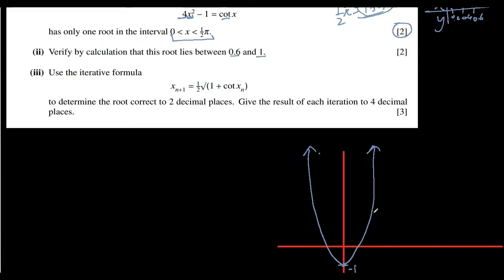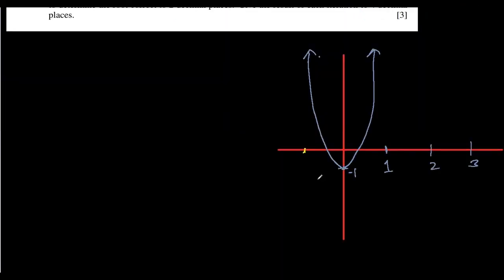They want an answer between 0.6 and 1, so let me write 1 here, somewhere here, then 2 and then 3. Now we have to focus on cot x. The cot x parent function looks like this. It's always a decreasing graph and it does not pass through 0, 0. So it will be something like this. The y-axis is an asymptote, and pi by 2 will be somewhere here. Pi by 2 is 1.57, right?